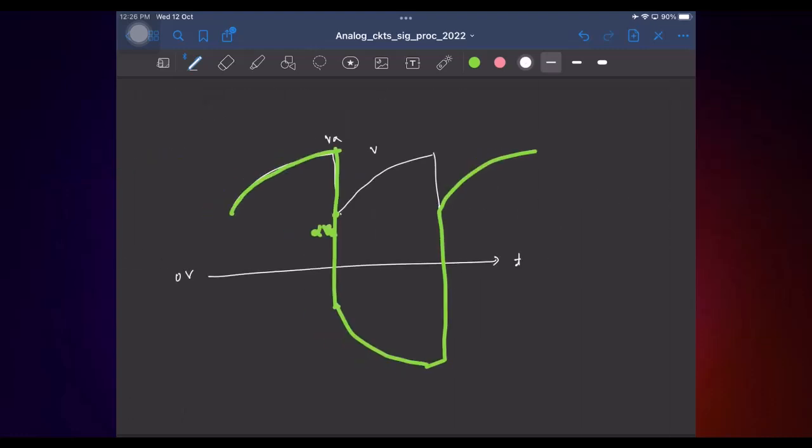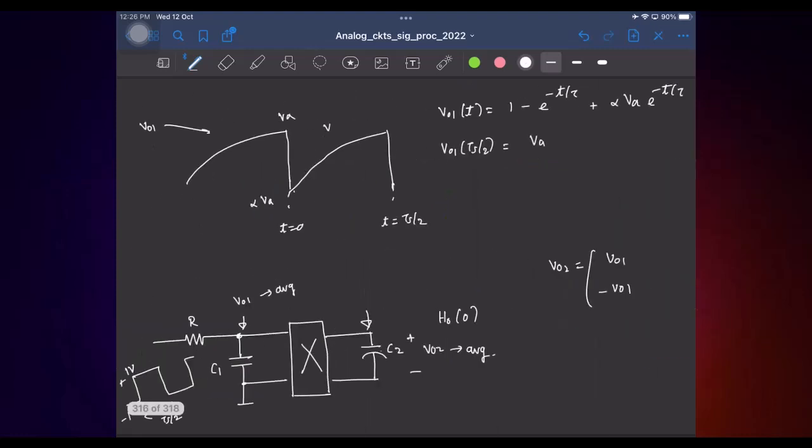If you have to find the DC steady state, DC excitation, DC output, and it is a chopping network, like in this case, a simple RC circuit. You know that the DC current through any capacitor should be zero in the DC steady state. Right. Now, can we use that to directly say that?